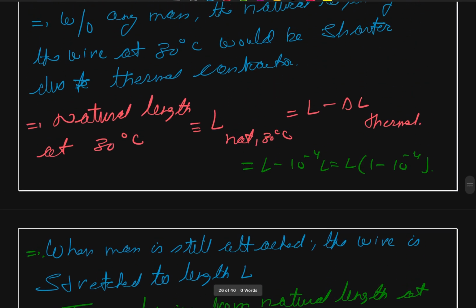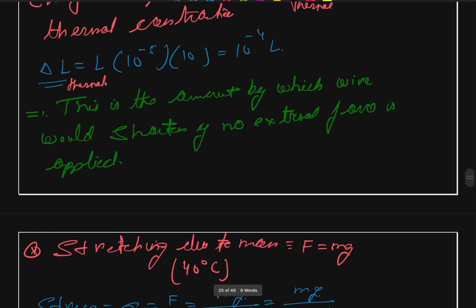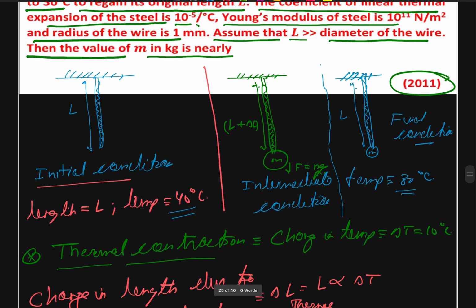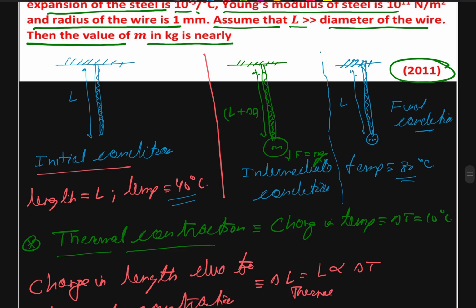So this problem was quite tricky to solve because it consists of multiple parts. Multiple parts means initially it was length L. When mass is connected, it is stretched. And then when temperature decreases, it comes back to the original length. Okay, this is our basic thing.